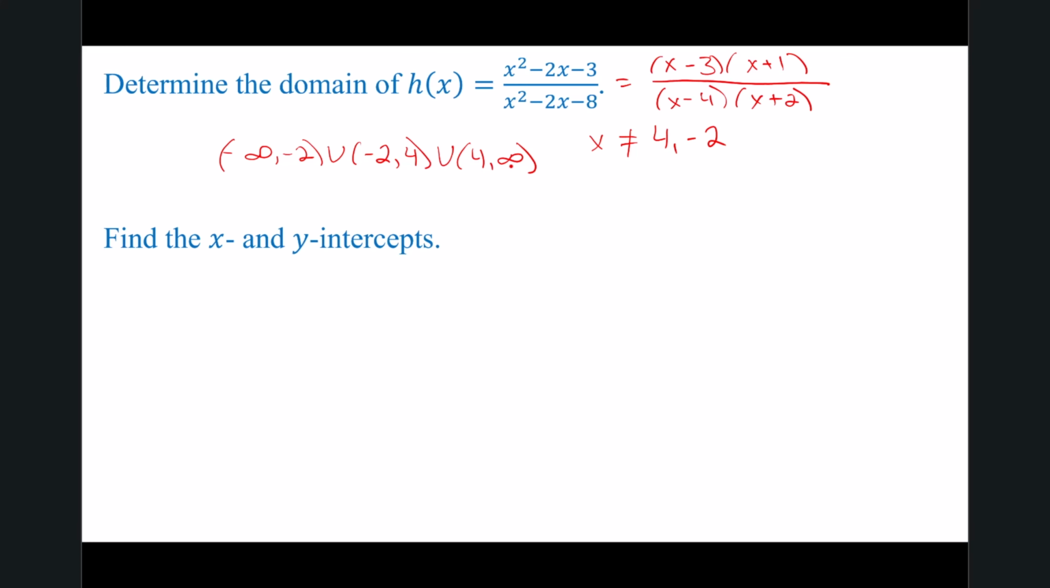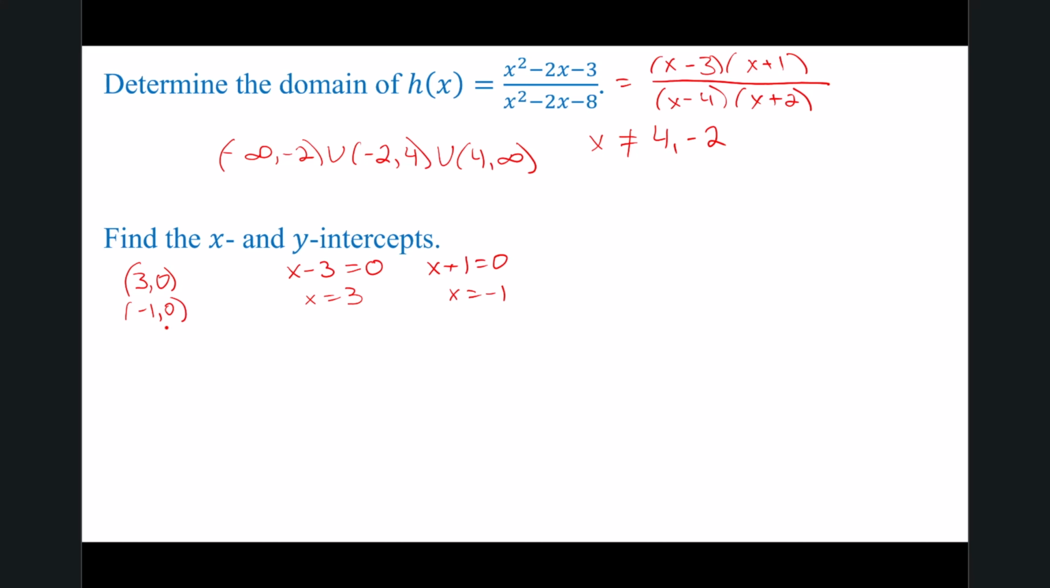Next, we'll find the x and y intercepts. So the x-intercepts are where the numerator is 0. So our x-intercepts are where either x minus 3 equals 0 or x plus 1 equals 0. So x equals 3 and x equals negative 1. So my x-intercepts are the points (3, 0) and (negative 1, 0).